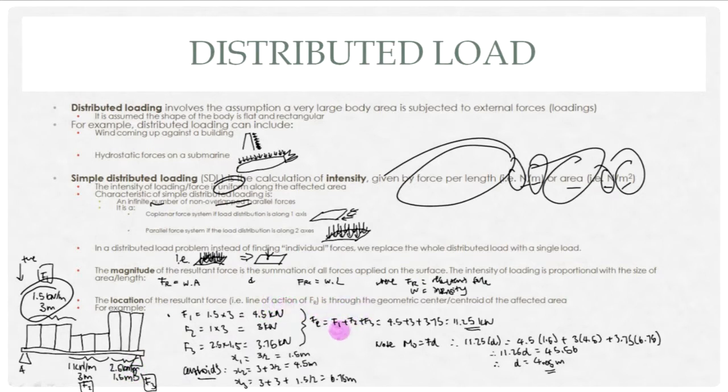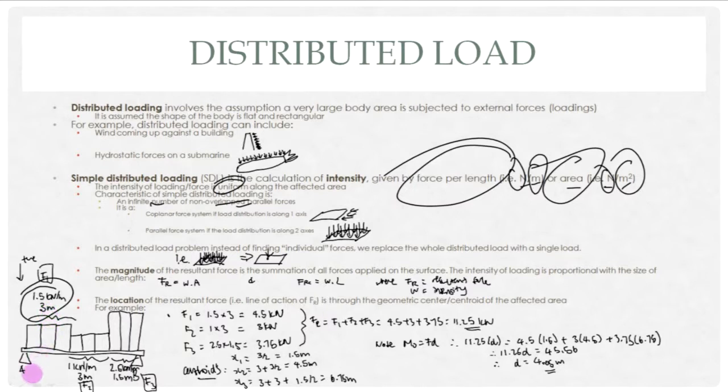Now, FR is going to equal F1 plus F2 plus F3, and because they're all going downwards in the positive direction, it's 4.5 plus 3 plus 3.75, which is 11.25 kilonewtons. That was the easy part, adding them all together. The hard part is calculating the centroids. So x1, the centroid of this one, is going to be the center of this, so x1 is going to equal 3 over 2.